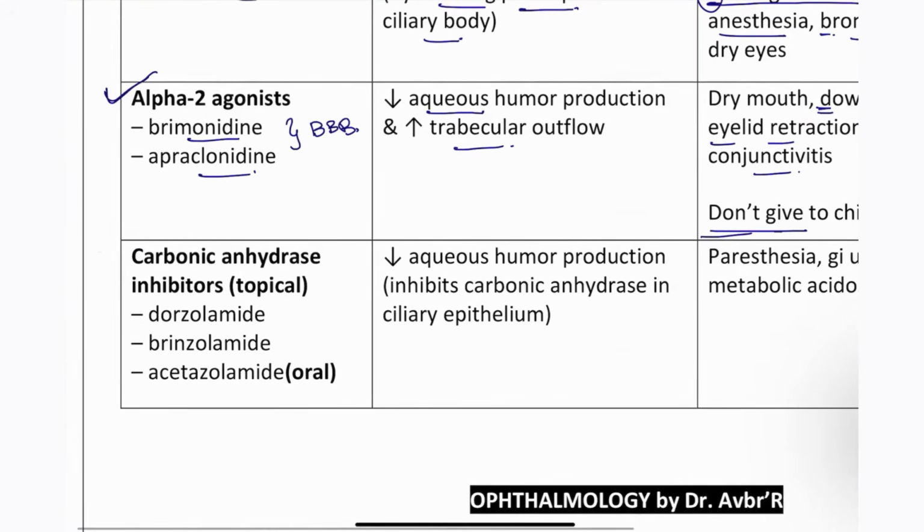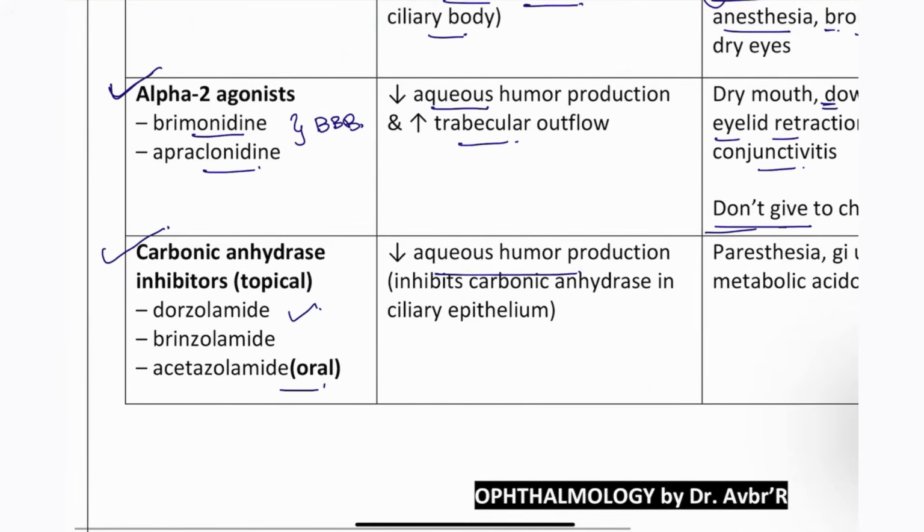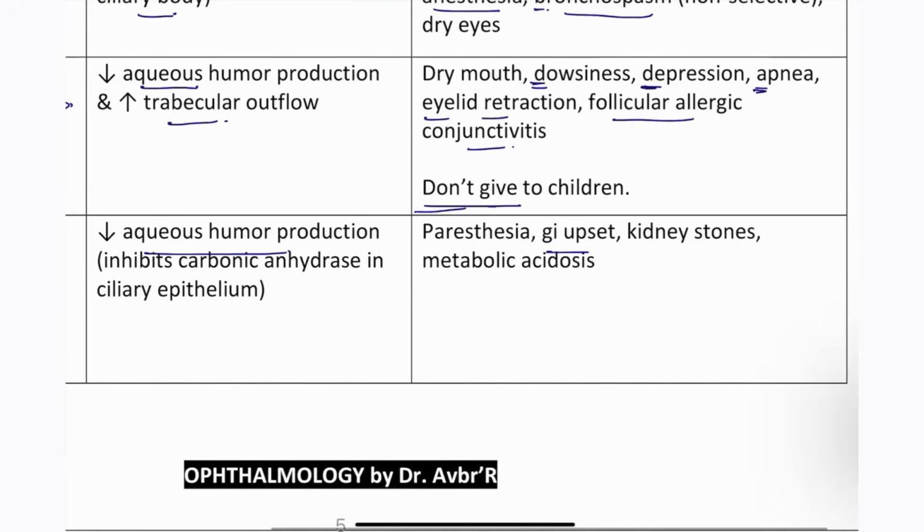Next, carbonic anhydrase inhibitors. You have two important ones. Dorzolamide is a topical drug, acetazolamide is an oral drug. They decrease aqueous humor production. Side effects are GI upset, kidney stones, metabolic acidosis, and paresthesia.